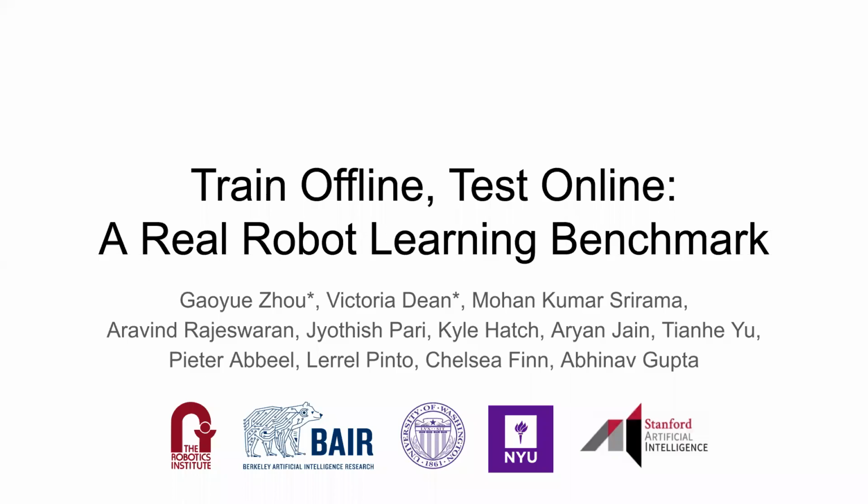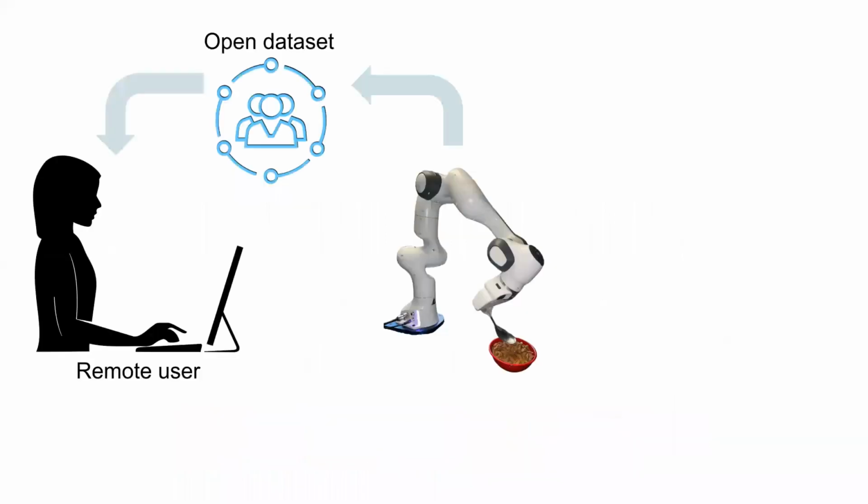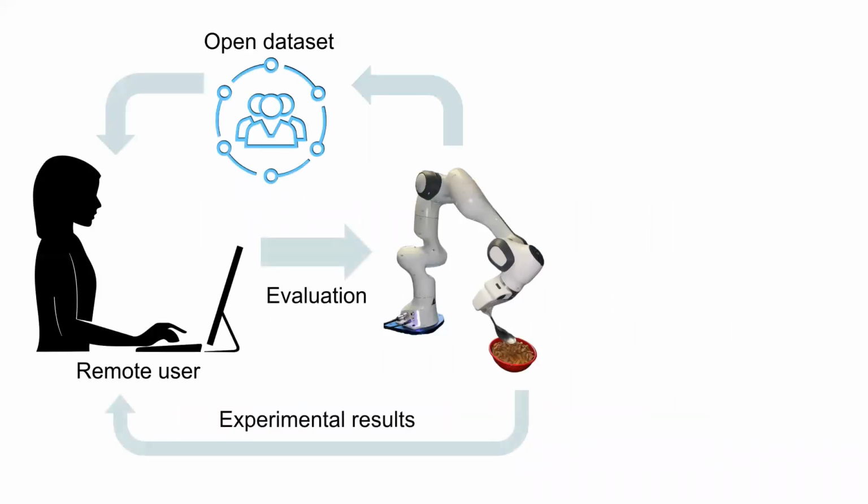We introduce a benchmark providing shared hardware for evaluation, which we call train offline, test online, or TOTO. In the TOTO framework, we provide a real-world dataset collected on our hardware. Remote users train offline policies of their choosing on this data, and they submit these policies for evaluation on our real-world setup. The evaluation results guide their future iterations of development. And finally, these evaluations form a leaderboard, giving direct comparison on shared tasks, data, and hardware.